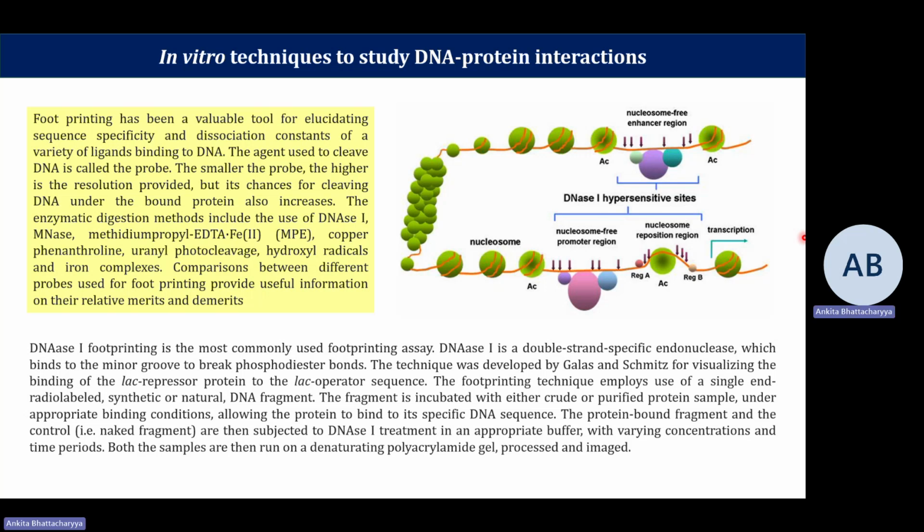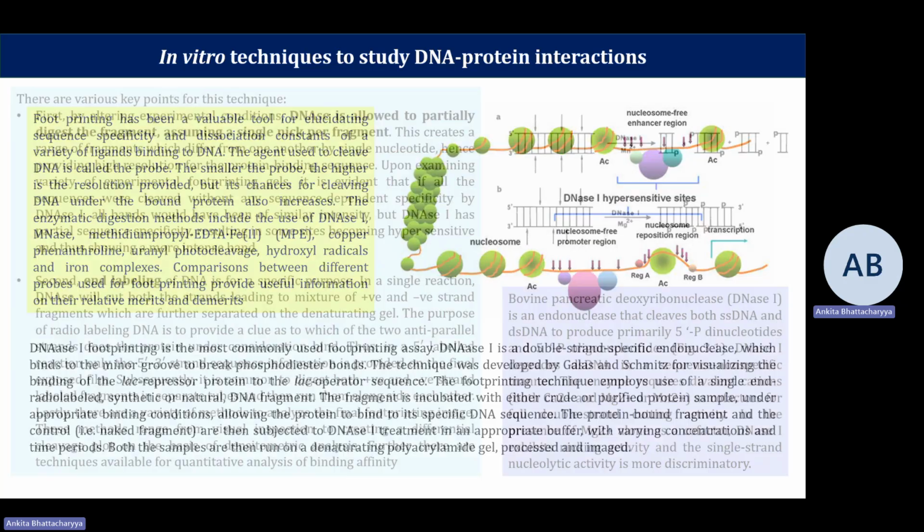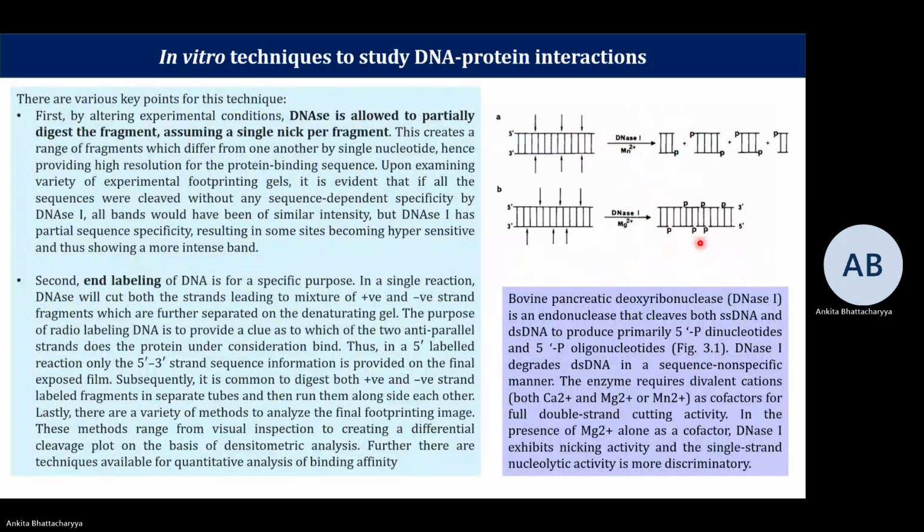The protein bound fragment and the control naked DNA fragment will be subjected to DNase1 digestion, and then after you run it on the gel, you will be able to visualize the pattern of the footprint. There are a couple of considerations to be kept in mind whenever you do decide to perform this particular technique of DNase1 footprinting. First, by altering chemical conditions or experimental conditions, DNase is partially allowed to digest the fragment, assuming that there has only been one single nick per fragment.